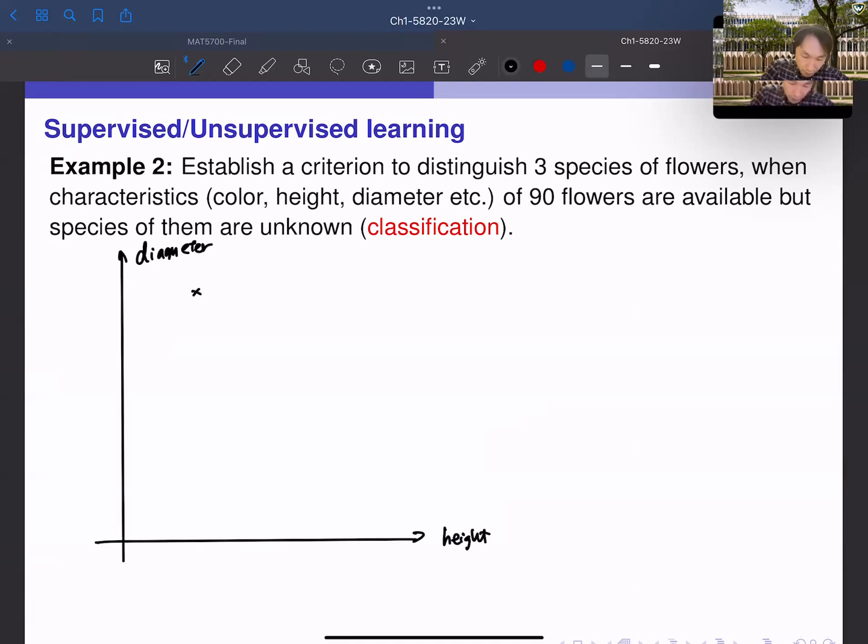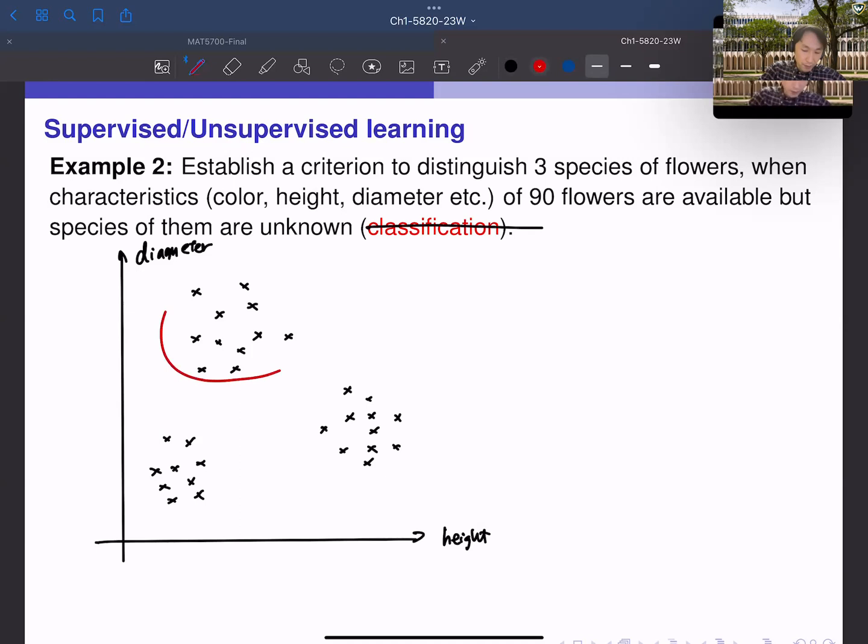And we have species 1. And we have species 2. And we have, sorry, this is not classification, species 3. But we don't know which observations belong to species 1, species 2 or species 3. But you can see that we have 3 clusters. Maybe we have this cluster, and this cluster.